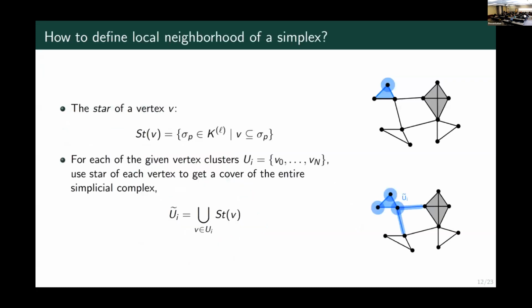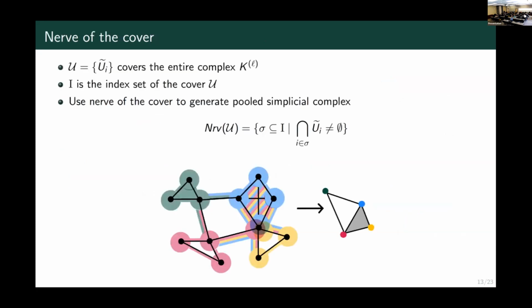And so using the star of a simplex now, we can extend these clusters by taking the union of the star of each vertex in our cluster. And now our entire simplicial complex should be covered by these sets, because if we take the star of each vertex within a given cluster, we've extended out these clusters in a way that the entire simplicial complex will be covered, as long as each vertex was assigned to at least one cluster. So you can see an example of this on the bottom here. Each of the vertices started with their initial assignment to a cluster. We took the star of each of the vertices and the union within each cluster of that star set.